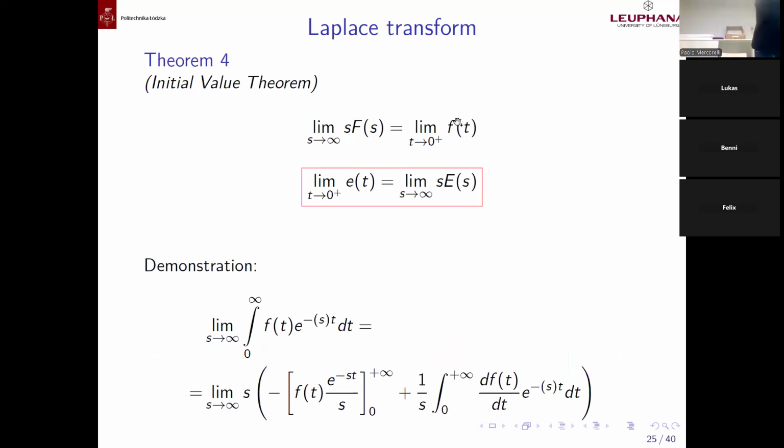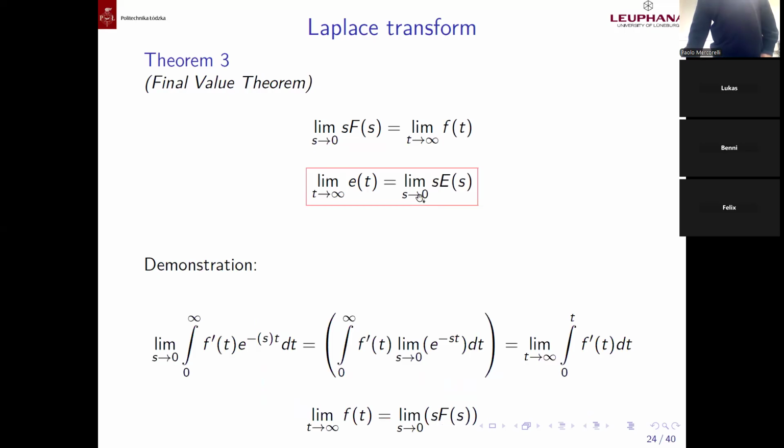Initial value. The initial value is quite similar. It's a theorem which states how we can calculate now the limit of a function, or in this case of an error in the control loop, we will see why I am changing the variable later, for t to 0 plus, which means shortly after 0. Let me say, roughly speaking, 0. Which is basically a dual form of the final value theorem.